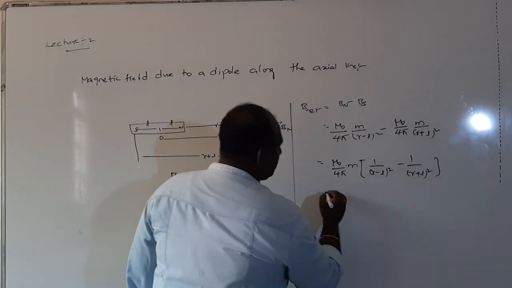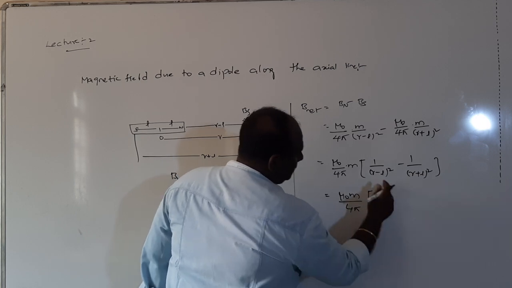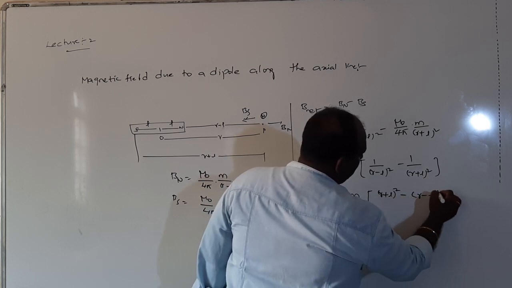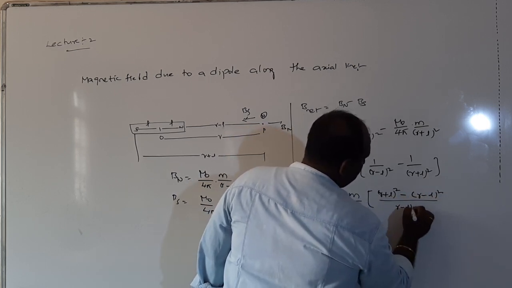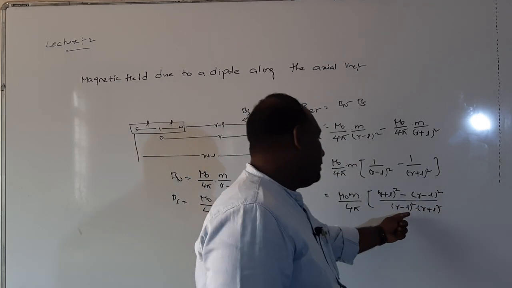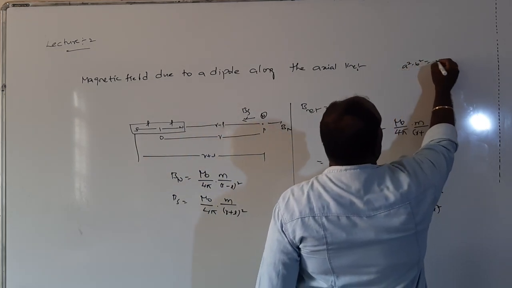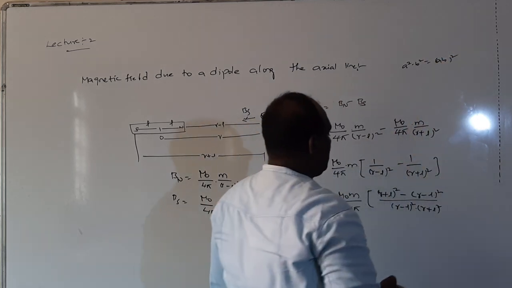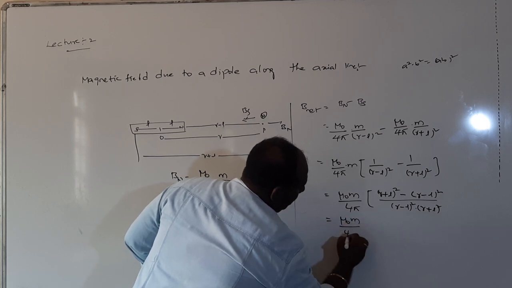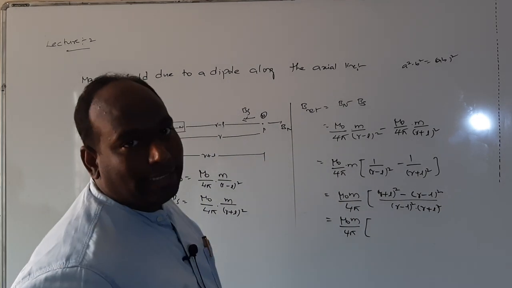Take the LCM. Mu naught m by 4 pi into (R plus L) whole square minus (R minus L) whole square, divided by (R minus L) whole square into (R plus L) whole square. In the denominator I am going to write A square into B square. Can I write AB whole square? Then mu naught m by 4 pi, and the numerator is (A plus B) whole square minus (A minus B) whole square.